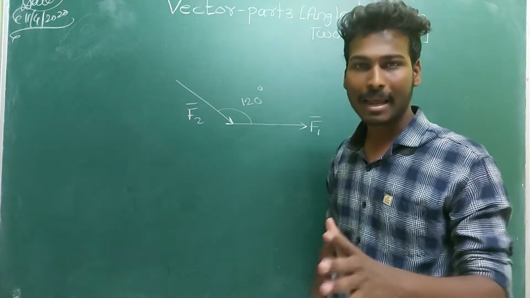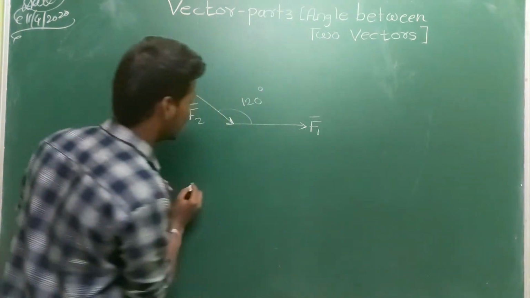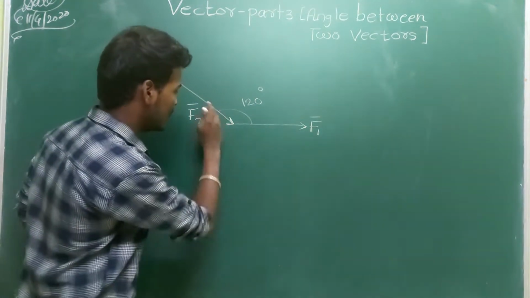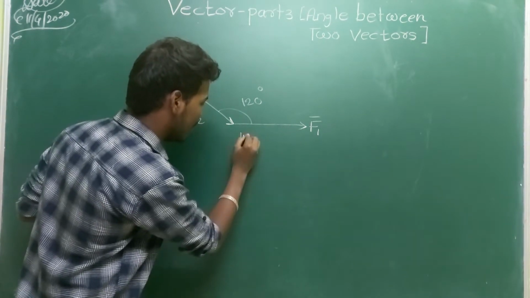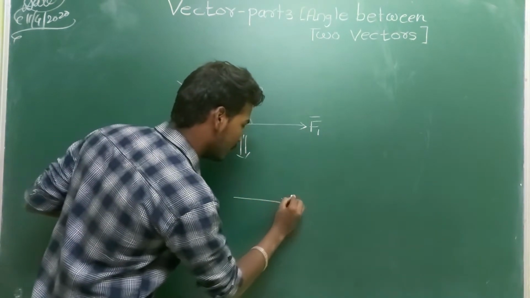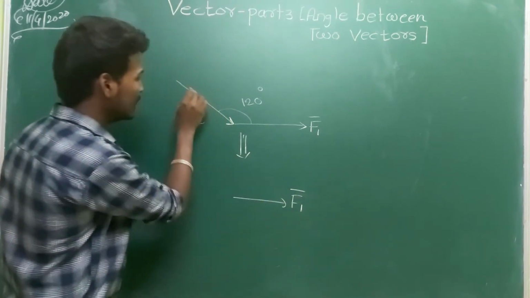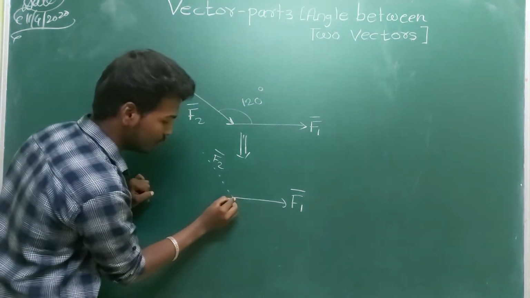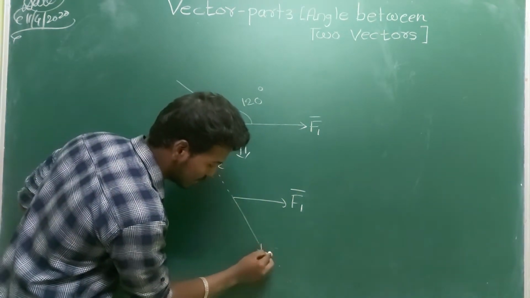We have to do parallel shifting. So in parallel shifting, what will we do? Any one of the vectors we will shift parallelly. So let's take this vector, this is our F1 bar as it is. Now we will shift F2 bar parallel to itself.